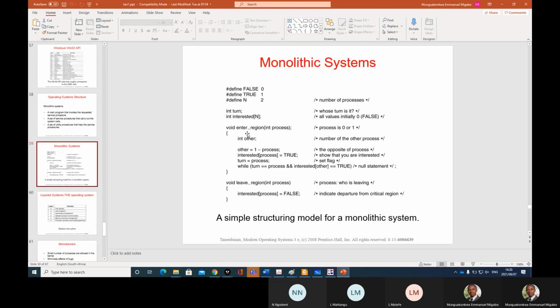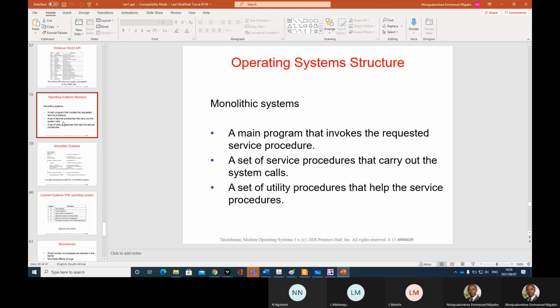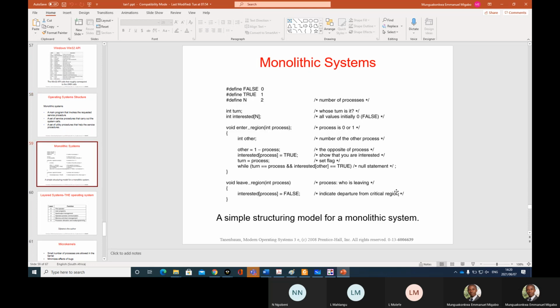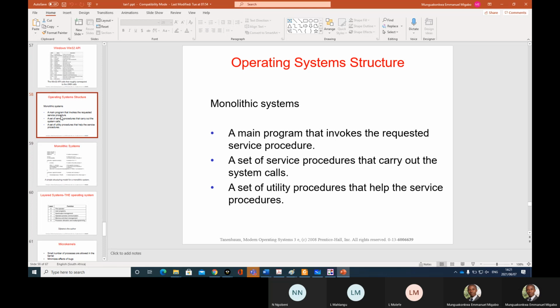There are a couple of other procedures. Let's stick to procedure. So there's a main function or program, and from there the different procedures are called. There are two categories: service procedures as well as utility procedures. Between the two, enter region and leave region are both of the same type. These two, enter region and leave region, would you classify them as service procedures or utility procedures?